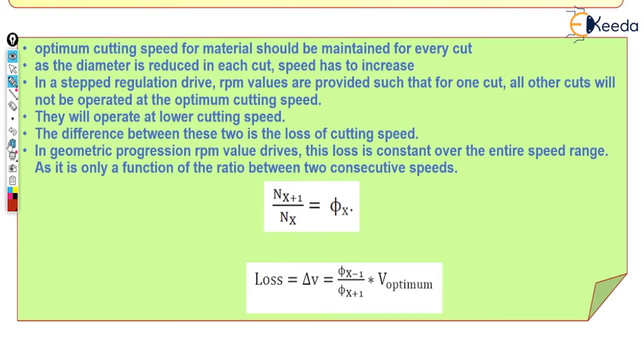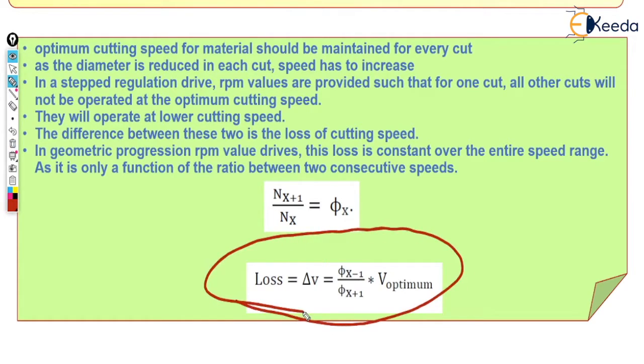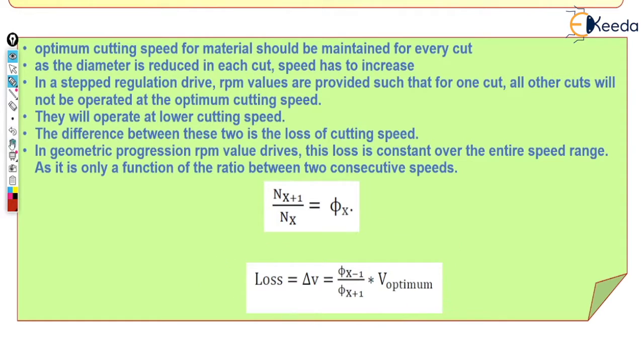Similarly, loss can be seen through these values. The loss is equal to the geometric progression ratio, that is (phi minus 1) divided by (phi plus 1), into the optimum velocity. Through this we can maintain a constant loss of economic cutting speed instead of just random variation.